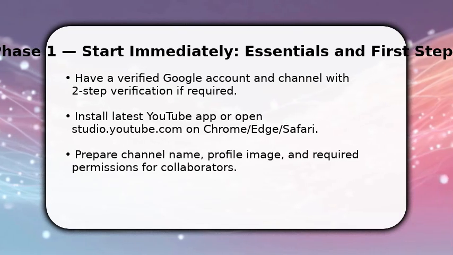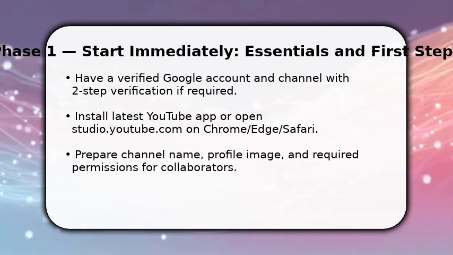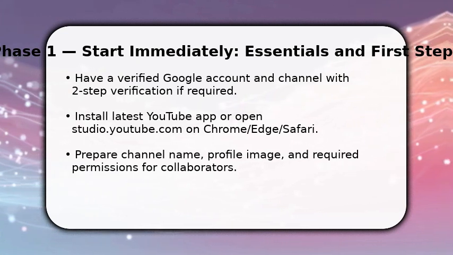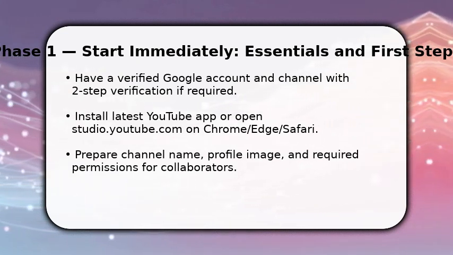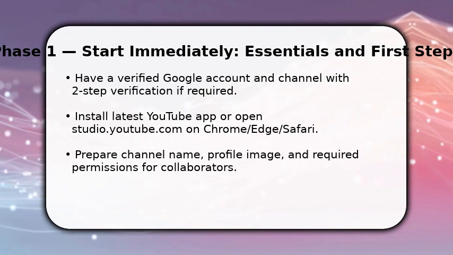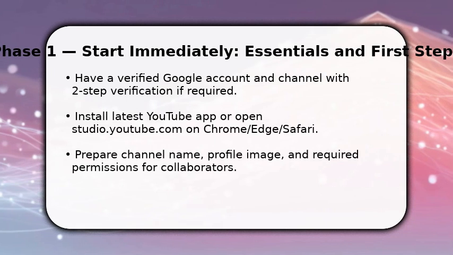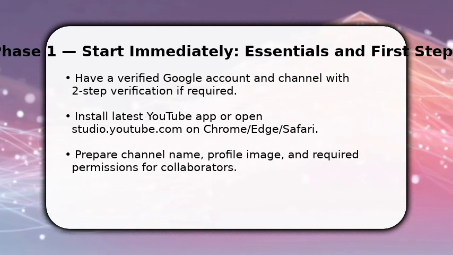You start by confirming essentials. Sign into the Google account tied to your channel and make sure verification and two-step are in place so nothing blocks access. Once signed in, open YouTube Studio, or the YouTube Studio app. Grant microphone and camera permissions when prompted.